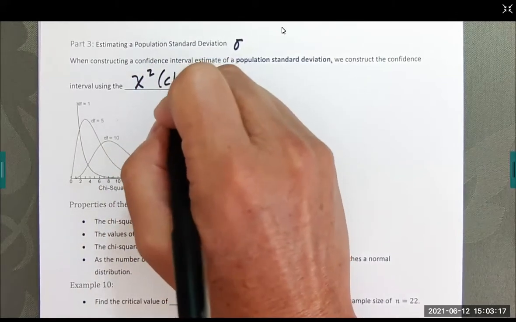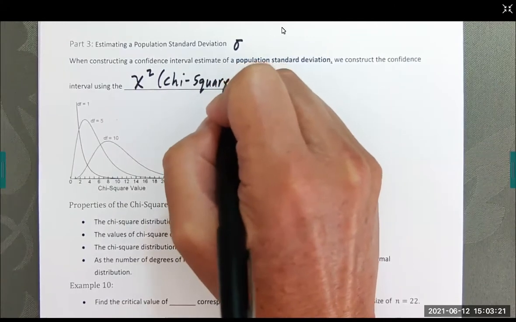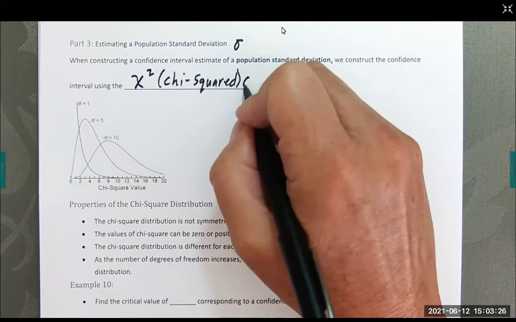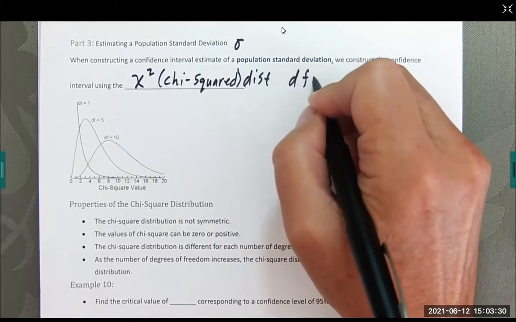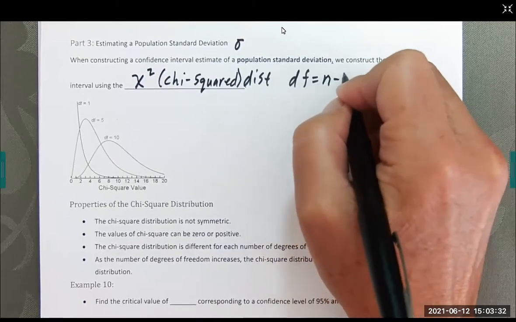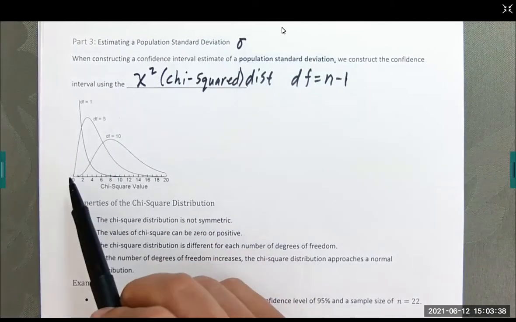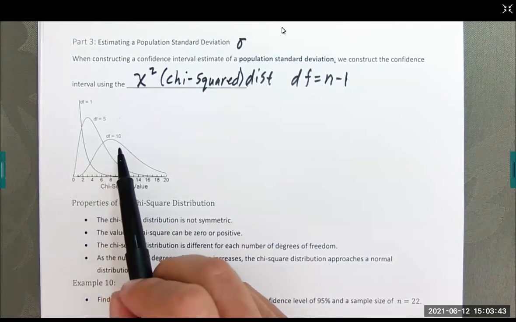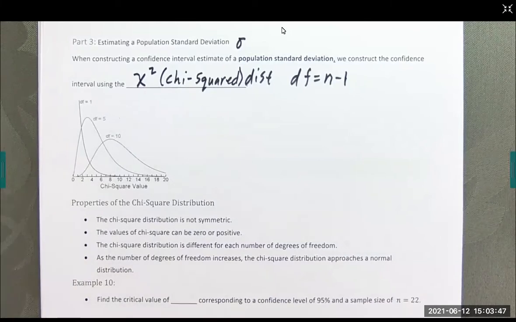distribution. And it has degrees of freedom, again, of n-1. And we'll note that as n gets larger and larger, meaning the degrees of freedom gets larger and larger, it becomes more and more bell-shaped. And we'll talk more about that with the properties here.